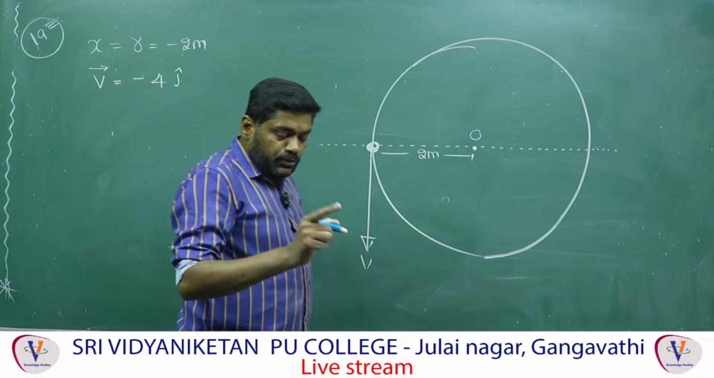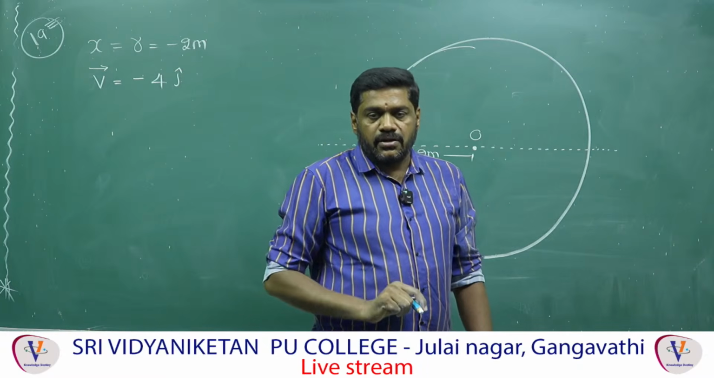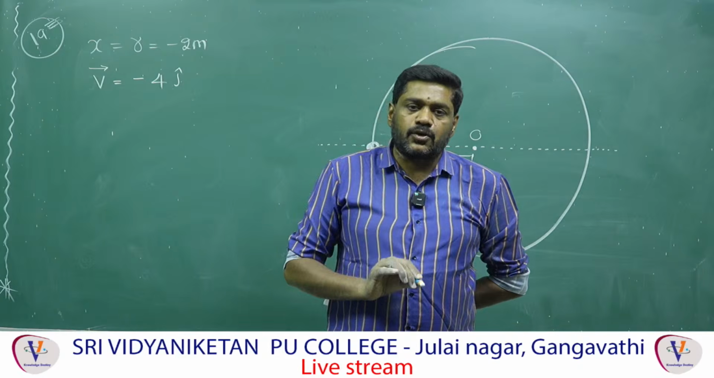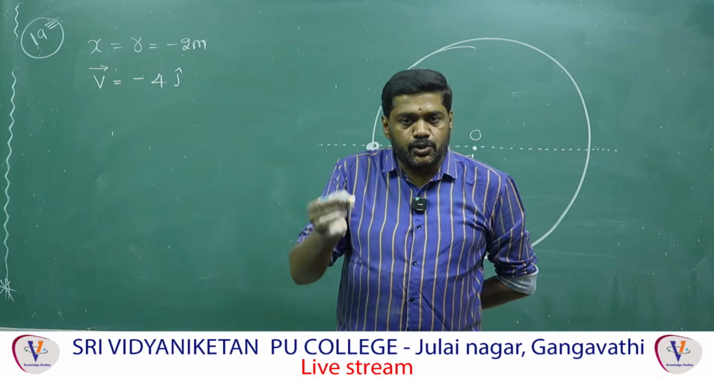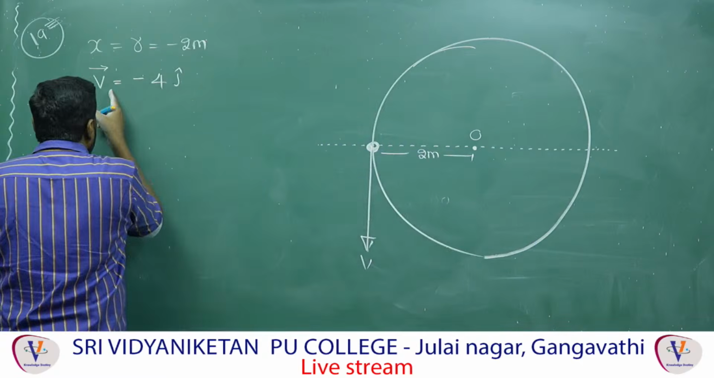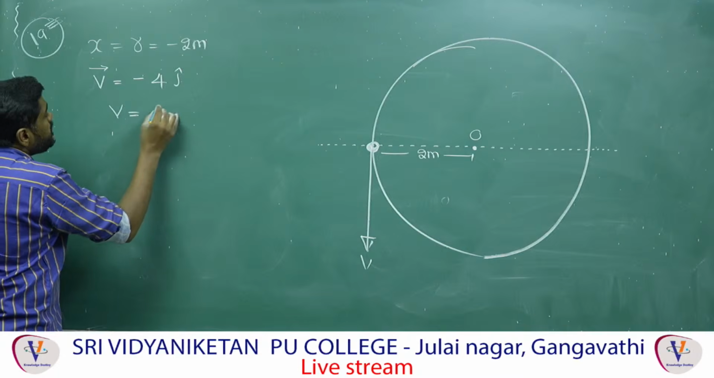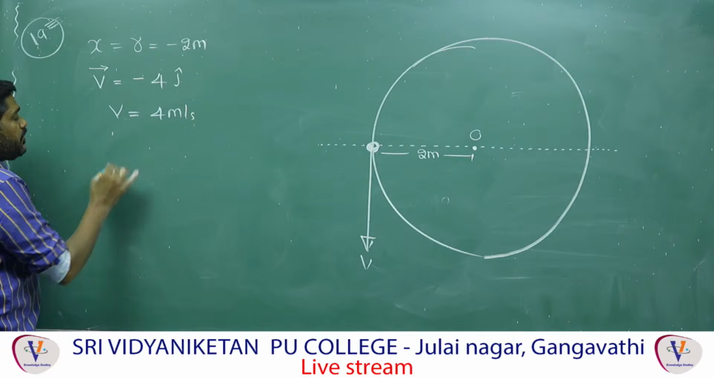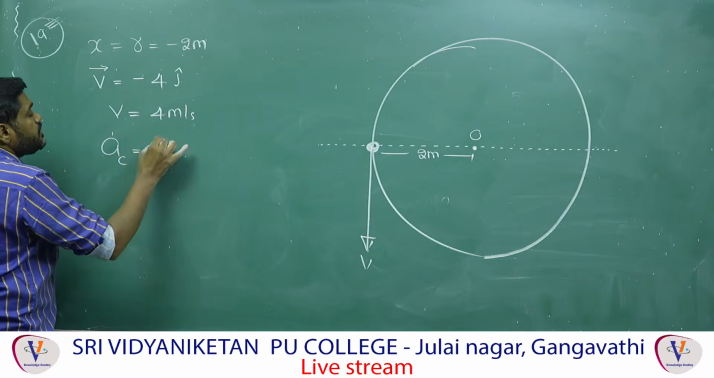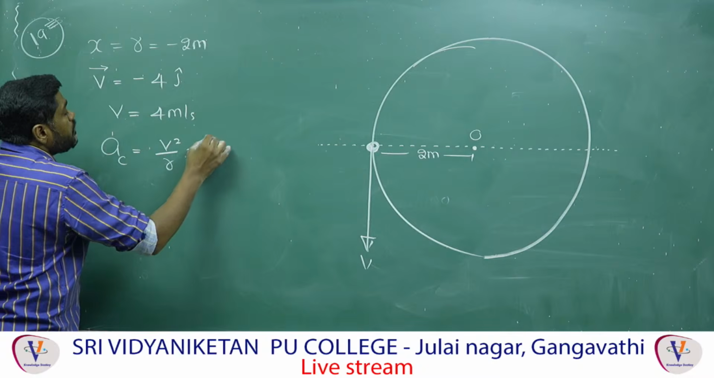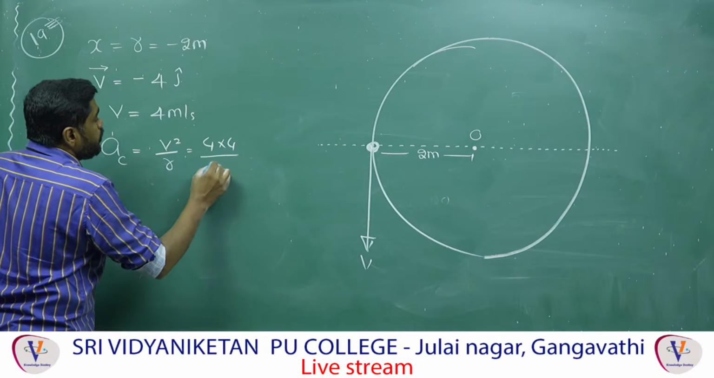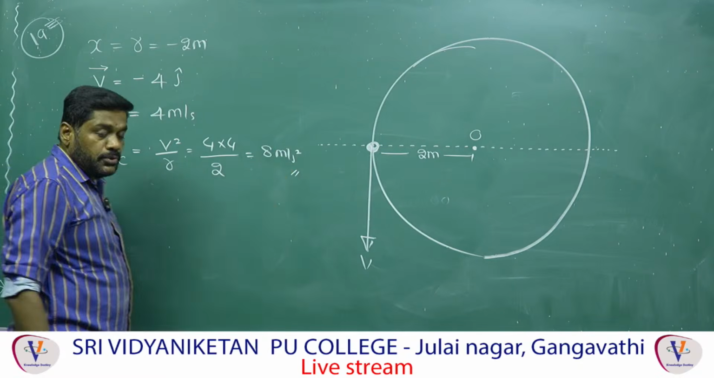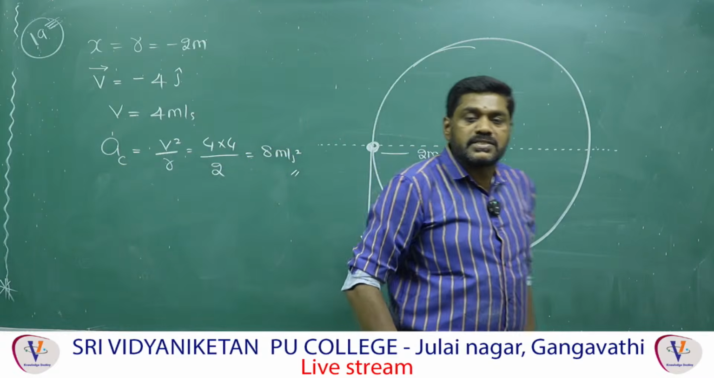When a particle moves with a uniform speed in circular motion, it has only centripetal acceleration; the radial acceleration is equal to 0. The centripetal acceleration is always acting toward the center. Here the speed v is 4 meters per second. This is the vector form and this is the magnitude. Therefore, the magnitude of the centripetal acceleration is v squared by r, that is 4 into 4 by 2, so 8 meters per second squared is the magnitude, but in the options we have to represent the direction.